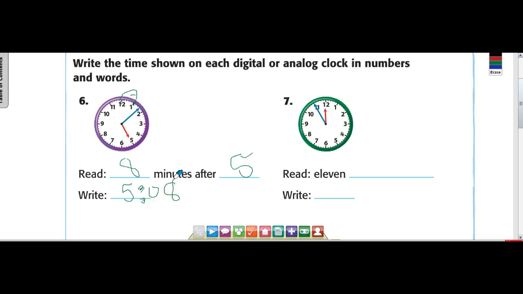And then number 7, it's actually 11. It's not all the way to 12 yet, but the minute hand is pointing to 11. So let's see, 5, 10, 15, 20, 25, 30, 35, 40, 45, 50, 55. So it's 11:55. And how would I write that in digital form? With my colons. 11:55.